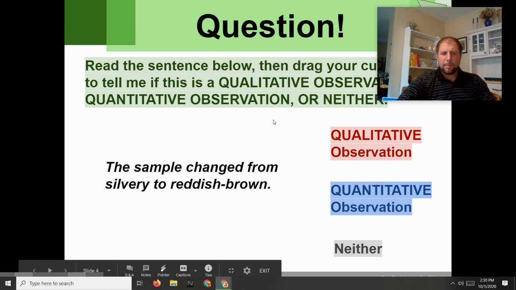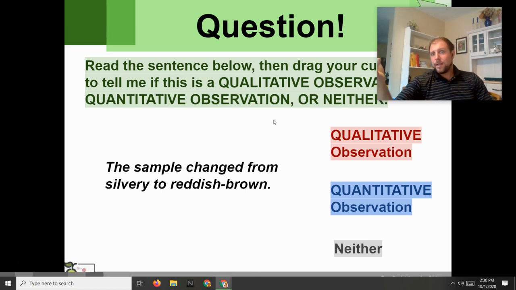So here are some sample problems. Here's a description. You tell me, is it qualitative, quantitative, or neither? Let's go through some of these. The sample changed from silvery to reddish brown. Qualitative, quantitative, or neither?